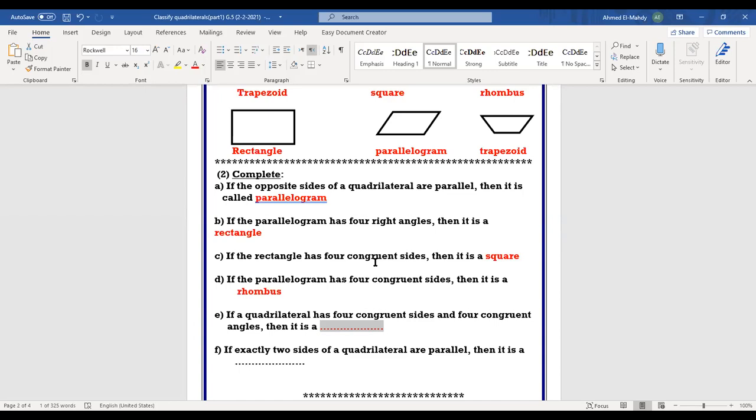Here it's the quadrilateral which has 4 equal sides and 4 equal angles.